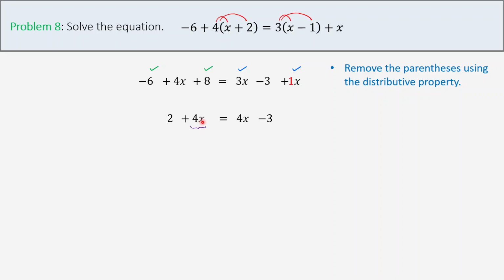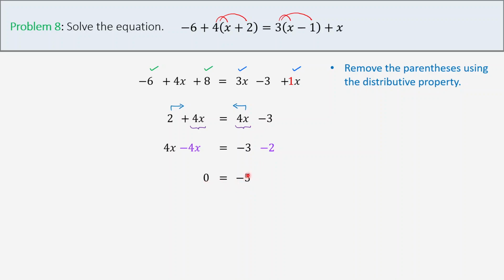You have x here and x here. Move this term to the left so that all the terms with x are on the left hand side. Move this to the right so that all the constant terms are on the right hand side. 4x. This is positive 4x, so you need to add negative 4x is equal to negative 3. This is positive 2, so you need to add negative 2. 4x minus 4x is 0 is equal to negative 3 minus 2 is negative 5. 0 is equal to negative 5.